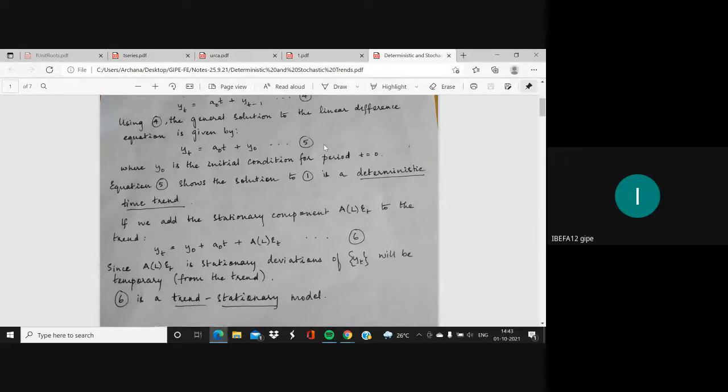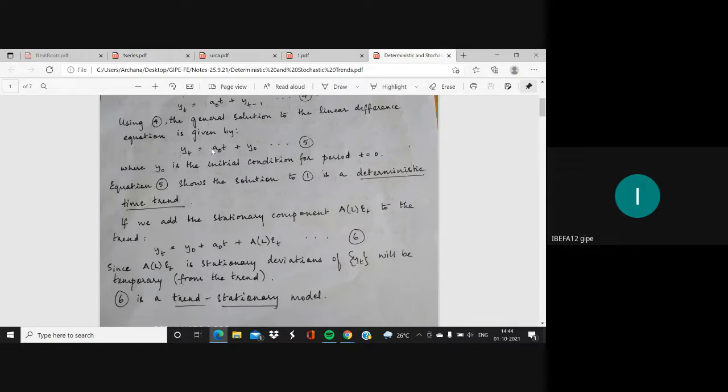Now, if you look at equation 5, it'll show you that the solution to that difference equation which we had, given in equation 1, is in the form of a deterministic time trend. Now, why am I saying that it's a deterministic time trend? Because you know that a naught is some constant, and you know by exactly how much in each period the value of this time series is going to change. From the initial value, in each time period, it will be changing by the amount a naught. So that's why we say that the solution to the difference equation, which was given in equation 1, is in the form of a deterministic time trend.